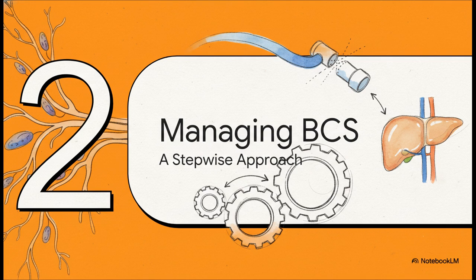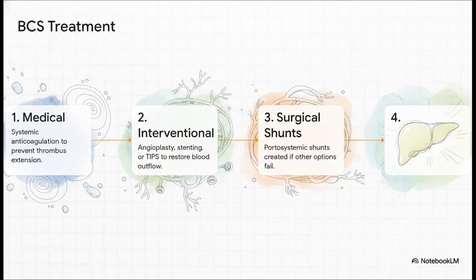So when you're faced with the plumbing problem of BCS, how do you actually approach treatment? Well, it's not an immediate jump to a massive surgery. The management really follows a structured, stepwise process. The goal is always to restore that hepatic outflow using the least invasive method possible. So management always begins with medical therapy. Primarily, that means systemic anticoagulation to prevent the existing clot from getting bigger and to stop new ones from forming.